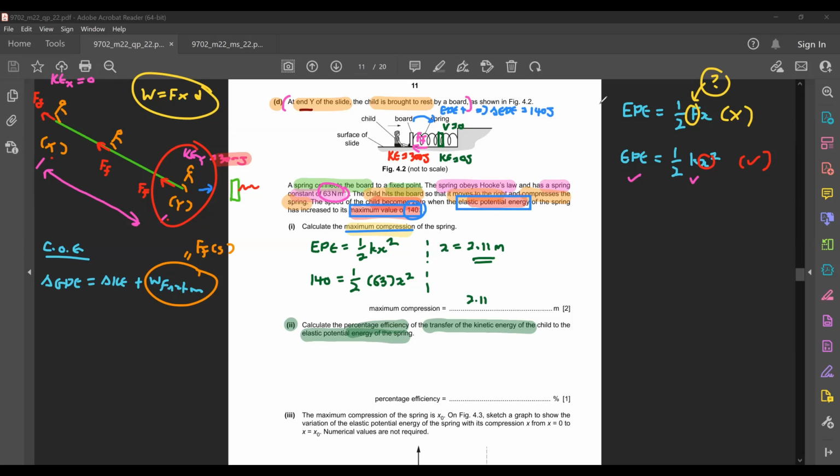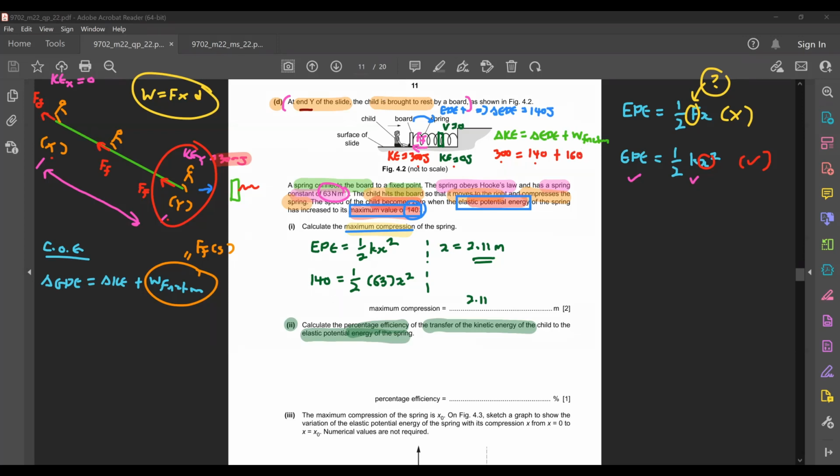If you consider the conservation of energy for this situation now, you will say that the decrease in your KE is equal to the increase in your EPE plus the work done against friction. So right now, what is your change in KE? Your change in KE is from 300 joules to 0 joules. It's going to be 300 here. Your increase in EPE is going to be 140 joules. And your work done against friction will just be the difference between 300 and 140, giving you 160 joules.